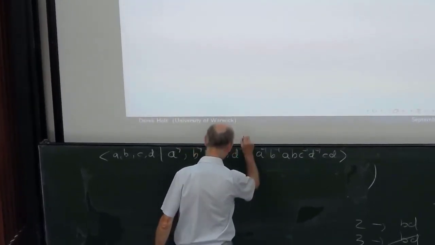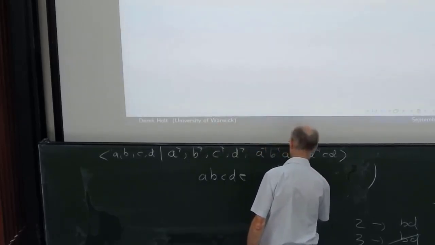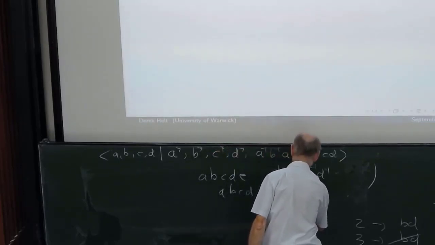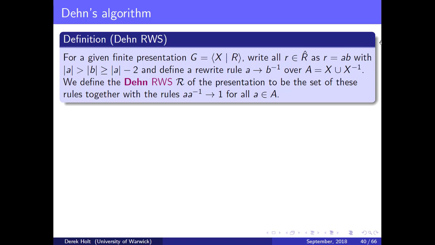So if we have a relator like A, B, C, D, E, we could rewrite that as A, B, C goes to E inverse, D inverse. If the relator was A, B, C, D, we'd have to write it as A, B goes to D inverse, C inverse. For the Dehn rewrite, we do this not just for the given relators, but for our R hat, the closure under inverses and cyclic conjugates. So we end up with a big rewrite system. It's finite, but big. Okay, so that's what's called the Dehn rewrite. And we also need to stick in, because our rewrite system doesn't know anything about groups. It doesn't know what A inverse means, but that doesn't matter.